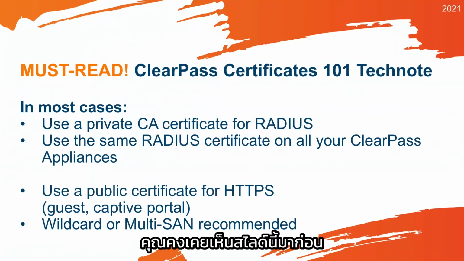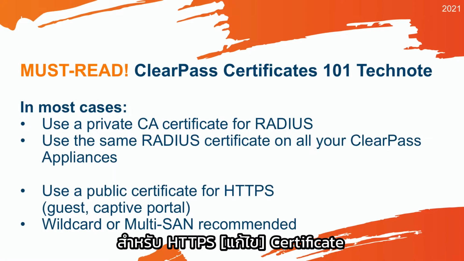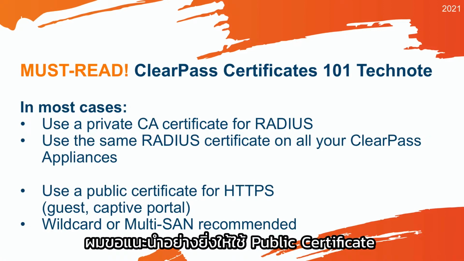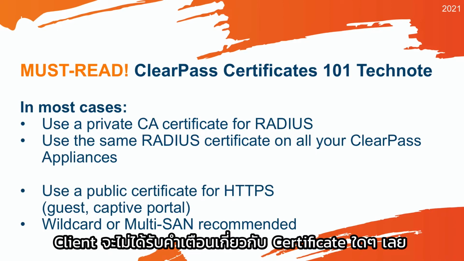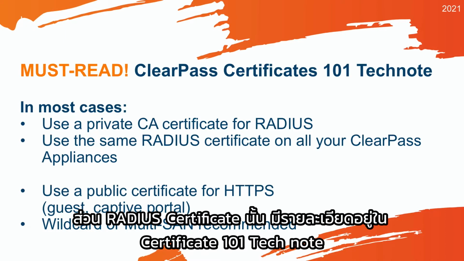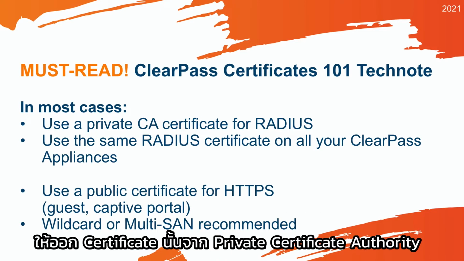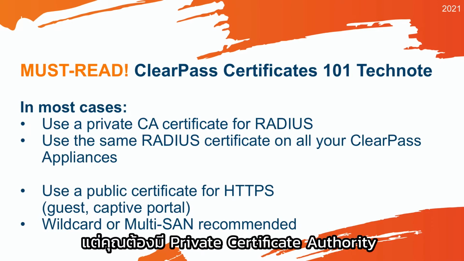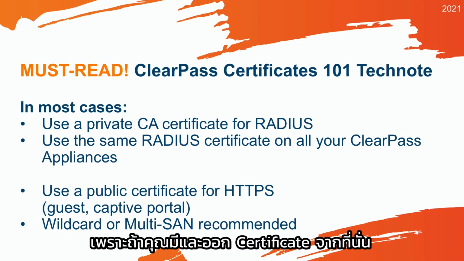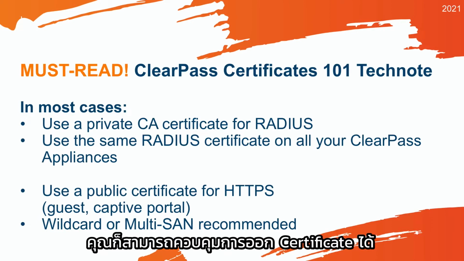You probably have seen this slide before. For the HTTPS certificate, it's strongly recommended to take a public certificate, so that if you are deploying guest or onboard, the clients will not get any certificate warnings. For the RADIUS certificate, on the other hand, the details are in the certificate 101 tech note, but it's strongly recommended to have that issued from a private certificate authority. So not a self-signed one, but you need a private certificate authority if you have that, and issue the certificate from that location, so you have control over the issuing CA.